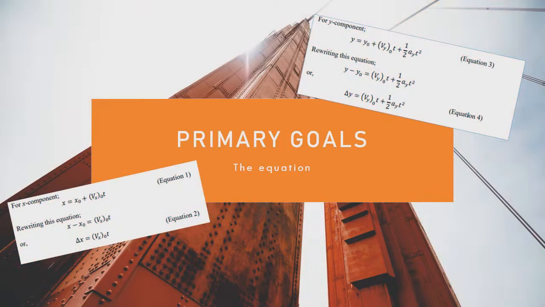This one is the equation we use in the data analysis. At the bottom of the data analysis, we have velocity for the x-axis and velocity for the y-axis. We use these two equations. The first one is for the x component: x minus x naught equals vx naught times t. For the y component, we use y minus y naught equals vy naught times t plus 1 over 2 times acceleration y, which is negative 9.81 meters per second squared, times time t squared.